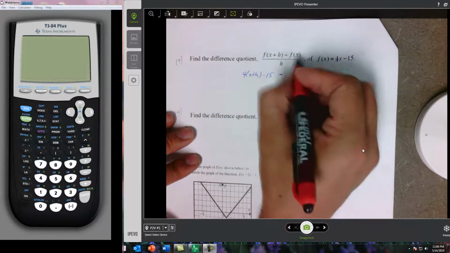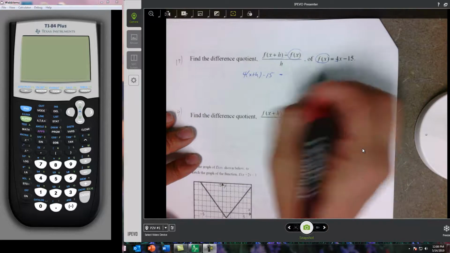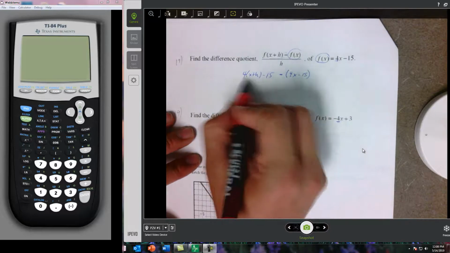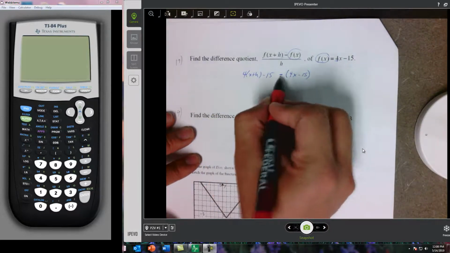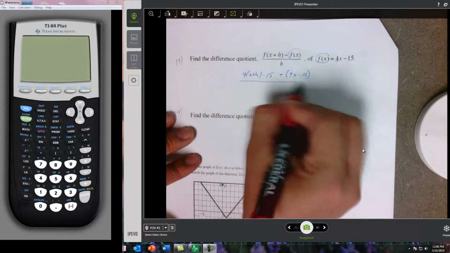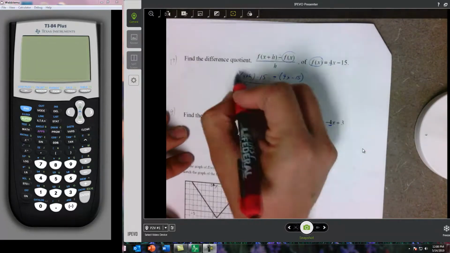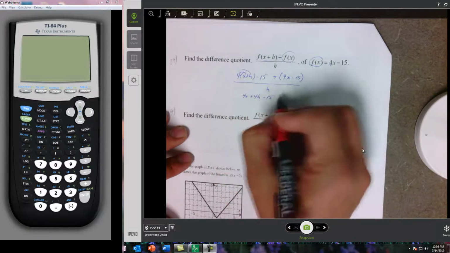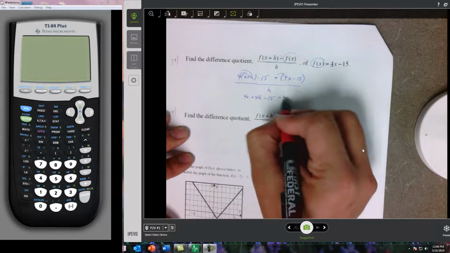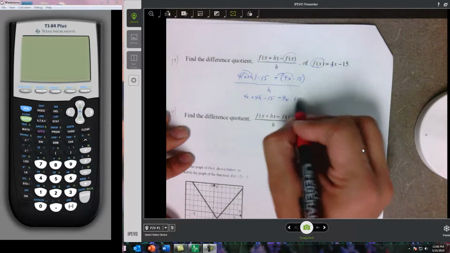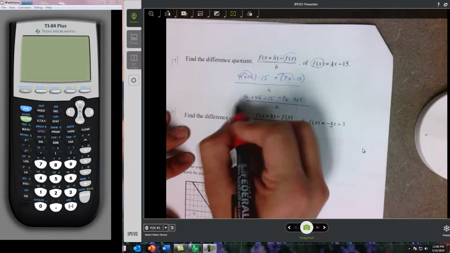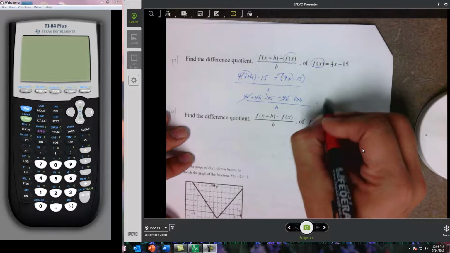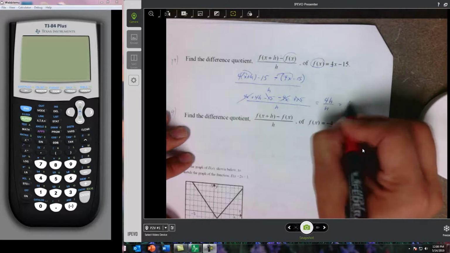Then I'm supposed to subtract the original equation. So I have to use parentheses here, 4x minus 15. So you can see I put an x plus h in for x, and then I'm subtracting the original problem, all of it divided by h. That's what the formula tells me to do. If I distribute, I get 4x plus 4h minus 15 minus 4x plus 15 all over h. You notice that the 4x and negative 4x should cancel. The negative 15 and positive 15 should cancel, leaving me with 4h over h, which is 4.